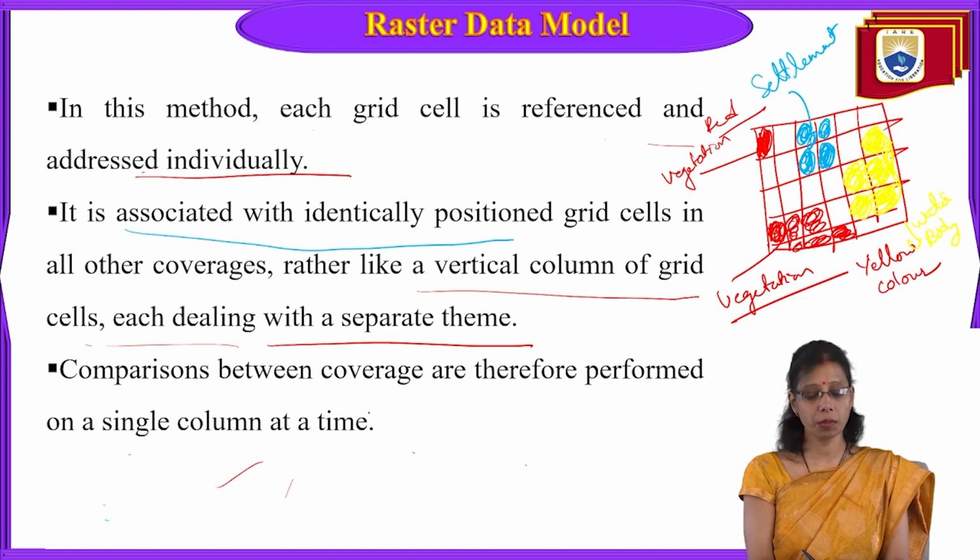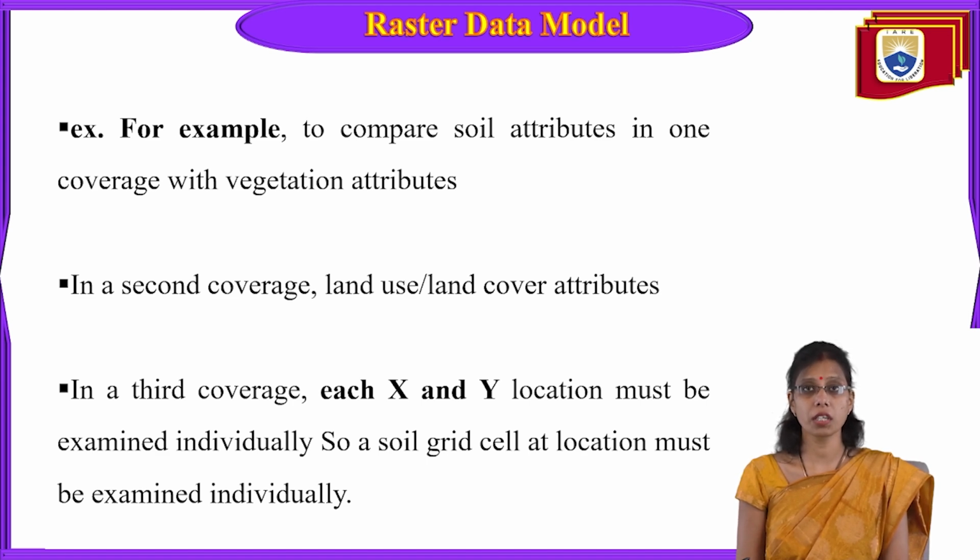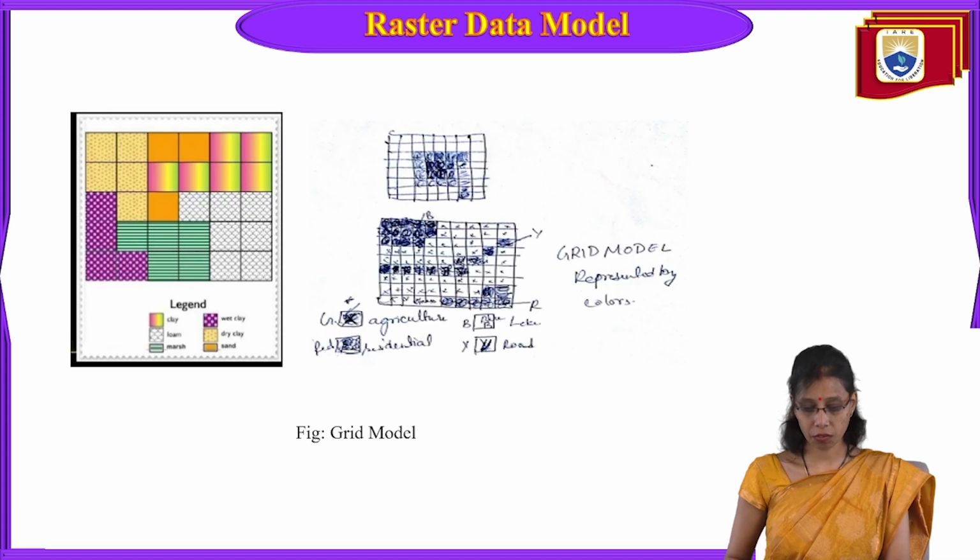So comparisons between the coverages are therefore performed on a single column at a time. For example, to compare soil attributes in one coverage with vegetation attributes, in the second coverage land use land cover attributes, and in the third coverage, each x and y location must be examined individually. So a soil grid cell location must be examined individually. So this is what I was telling you about.